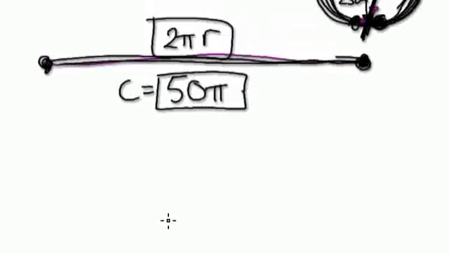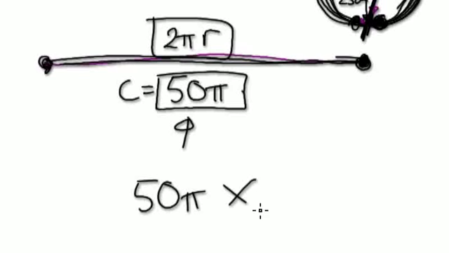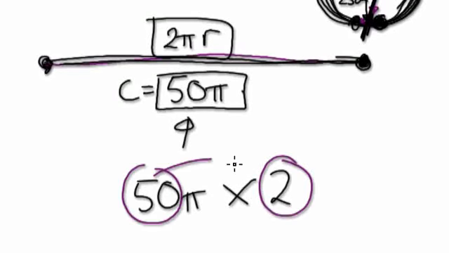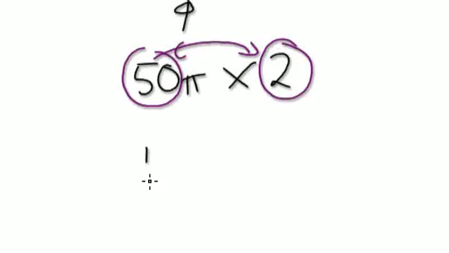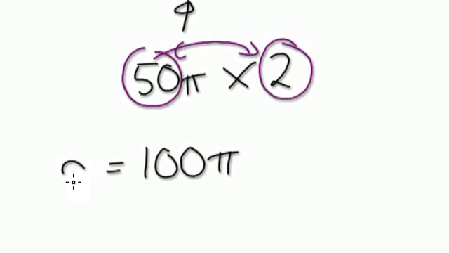Now, the question says two revolutions. How far would it have traveled after two revolutions? Well, we get 50 pi times 2. Now, merge these two together. So this would become 100 pi. So let's say D, the distance traveled after two revolutions, would be 100 pi.